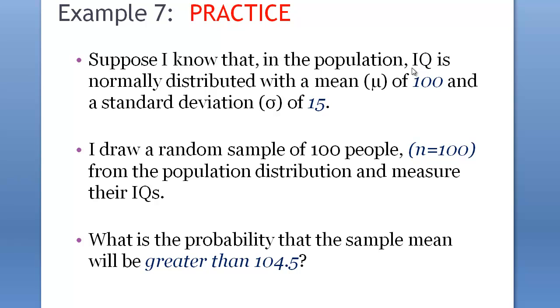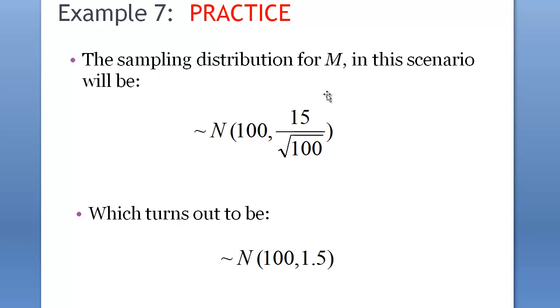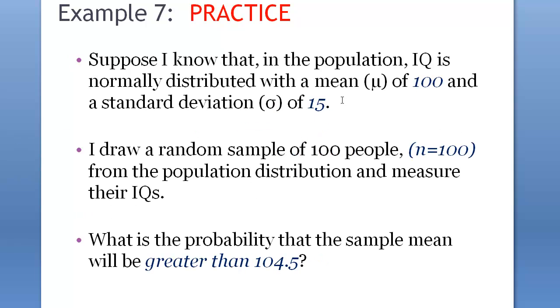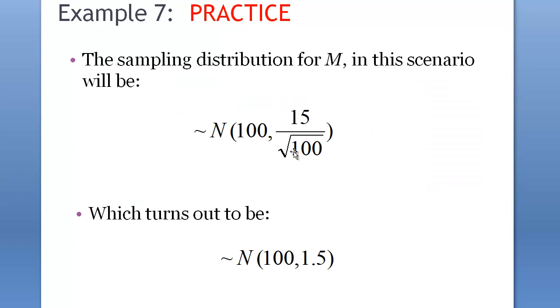Okay, in the population IQ is normally distributed, and so the standard error for this IQ is going to be, standard deviation 15, and we draw a random sample of 100 people. So the standard error for this sample is going to be 15 divided by 10. So it's 1.5.